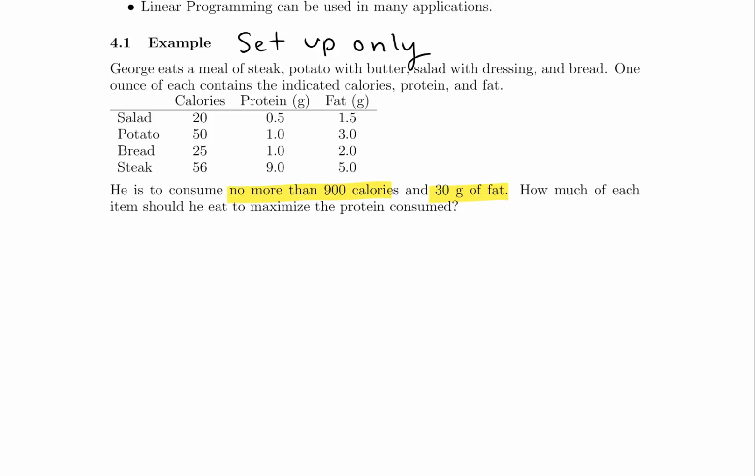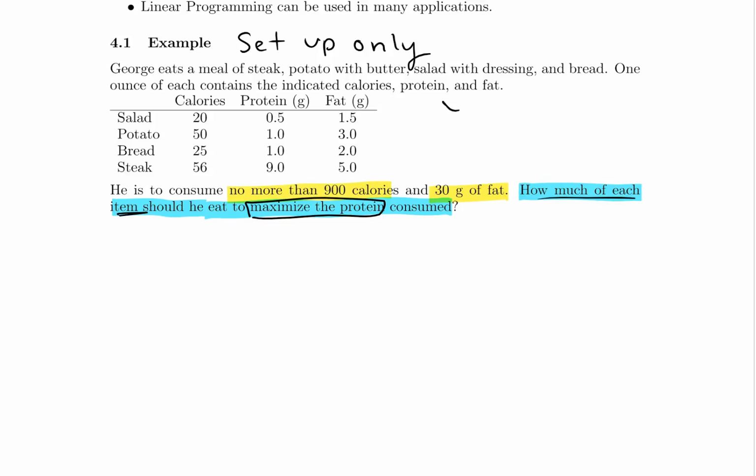And what are we trying to maximize or minimize? So how much of each item, so that tells me what my variables need to be, the different types of items. So how much should we eat in order to maximize the protein? Alright, so protein, we're trying to maximize protein. So that tells me how I'm going to set up my objective function. And the question is how much of each item. So my variables have to represent the types of items. So let's start by defining the variables.